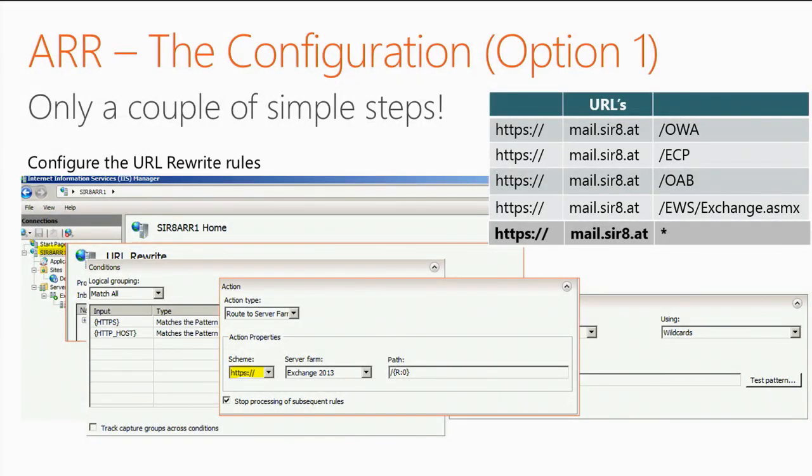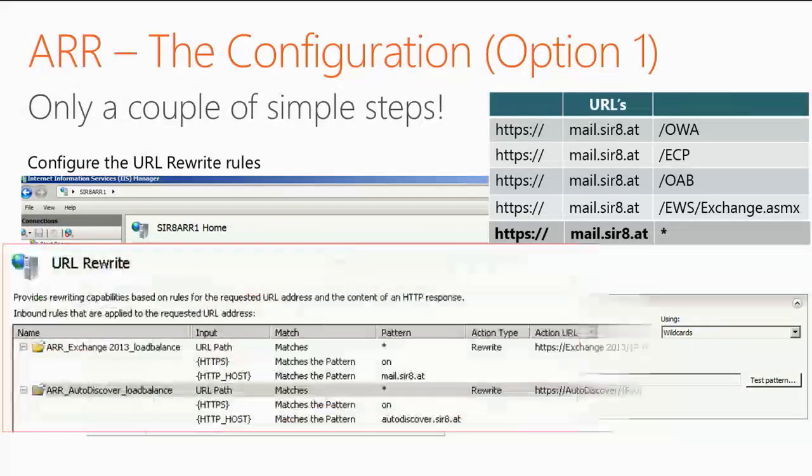If the URL matches that, I'm going to let it through. And that is going to send it to the farm. This farm is going to do the load balancing. And you're done, literally. However, you just have to repeat this process for auto-discover.